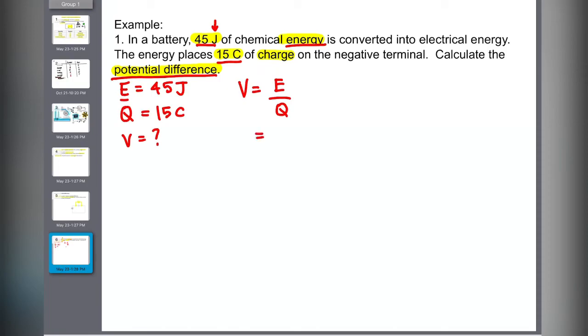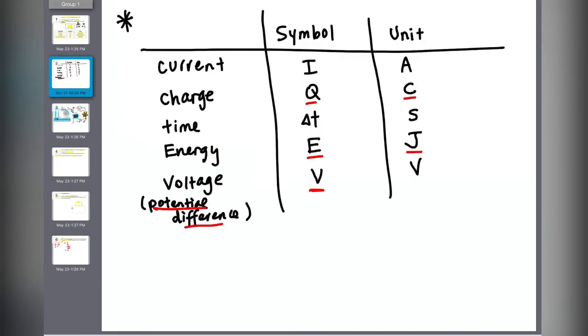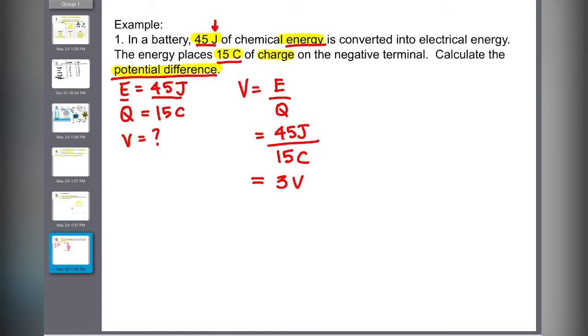Okay, so E, I'm gonna put E at the top, and we said that E is 45 joules. Okay, divided by Q. Q is 15 coulombs. So 45 divided by 15, that is 3. And the unit for voltage, if you're not sure, where do you check it? Come on, guys. If you don't know, where do you check it? Yes, the chart you were writing. The symbol with the unit is V as well. 3 V. It's a 3-mark question, right? So make sure you have your unit. You would lose half a mark if you're missing the unit.